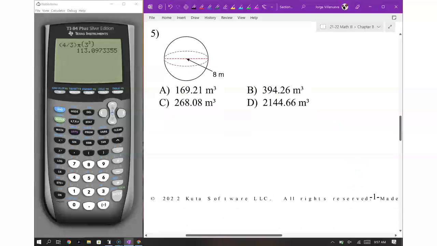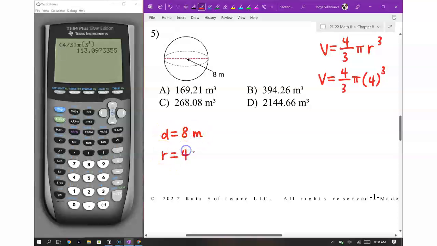So this is a more difficult problem. Volume is equal to 4/3 pi r cubed. What is my radius? Say again? 4, thank you. It's not 8. 8 is the diameter. D is equal to 8 meters. My diameter is 8 meters. My radius is 4 meters.